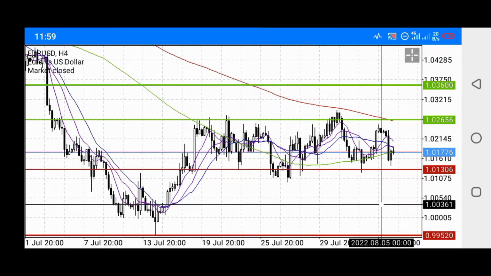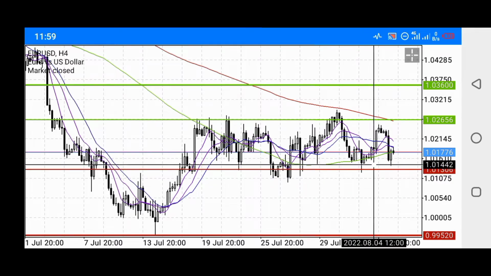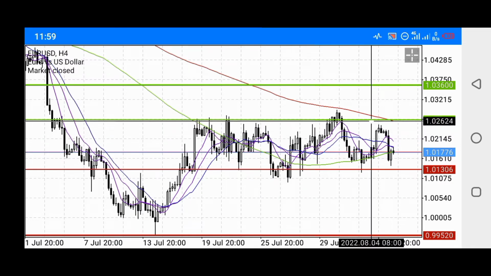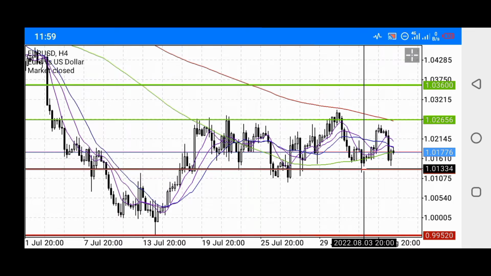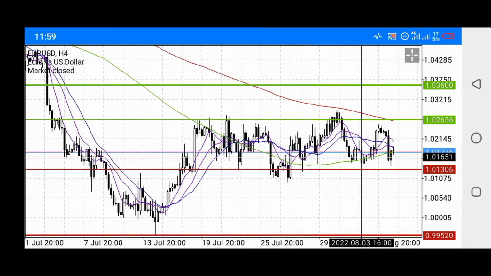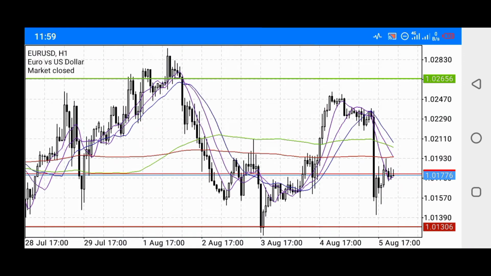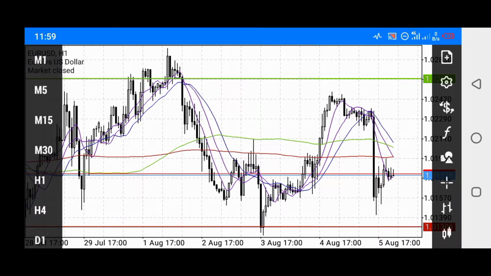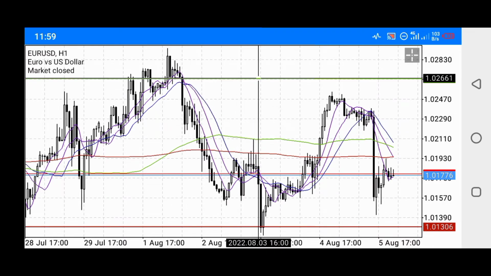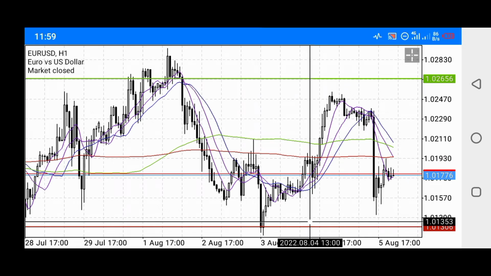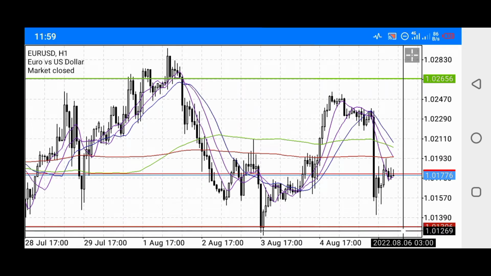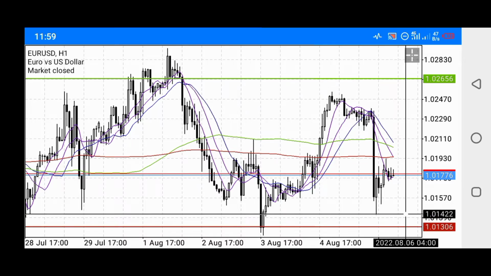But if you're a short-term trader, then you can be trading in between this minor resistance level and this minor support level. Let me show you the H1 time frame for that. Looking at the H1 time frame, you can see that this is the minor resistance level and this is the minor support level. Anytime price gets to this minor support level and you see a rejection, you can place a buy stop order right above it.